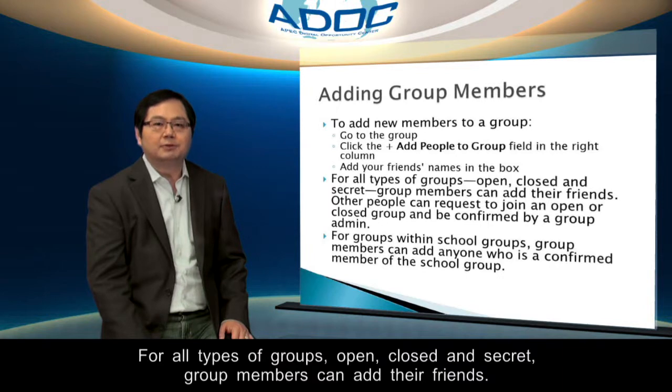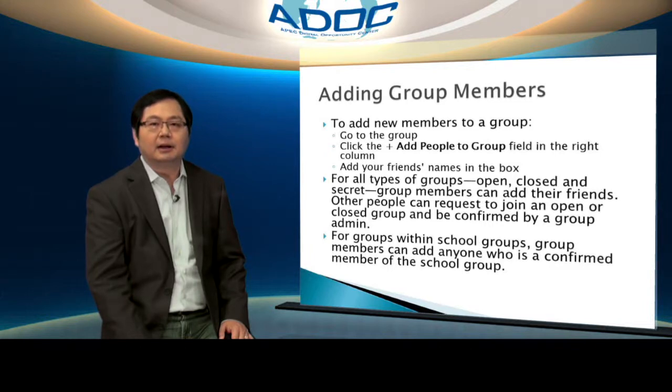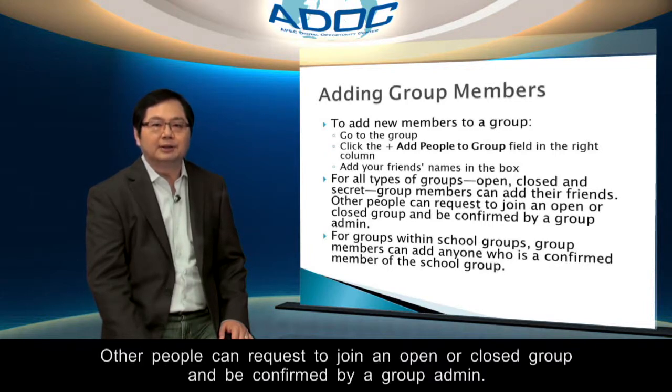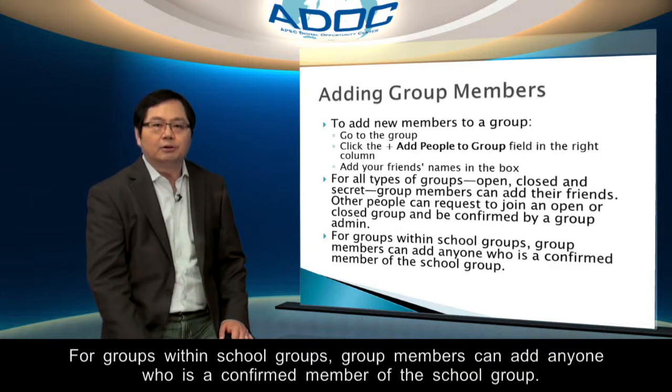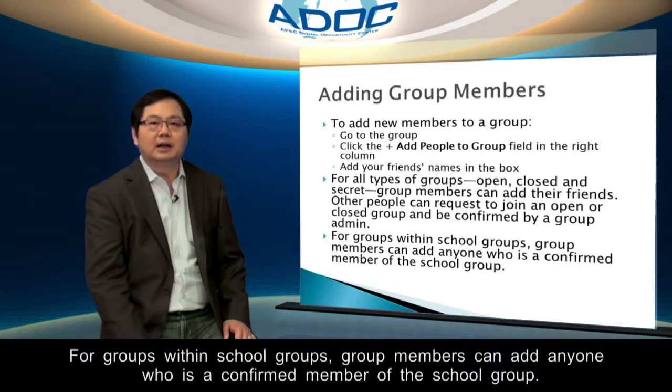For all types of group, open, closed, and secret, group members can add their friends. Other people can request to join an open or closed group and be confirmed by a group admin. For groups within school groups, group members can add anyone who is a confirmed member of the school group.